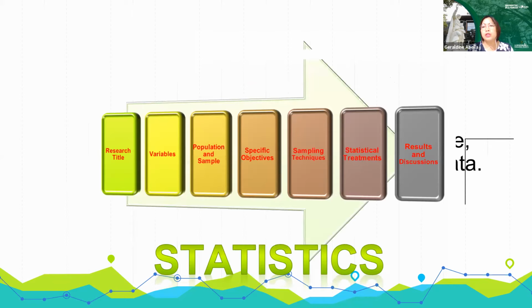So to name a few sections in making your research, you need to work with a statistician. You find a statistician who will help you from the research title to the variables, population and samples, specific objectives, sampling techniques, statistical treatments, and for the results and discussions.